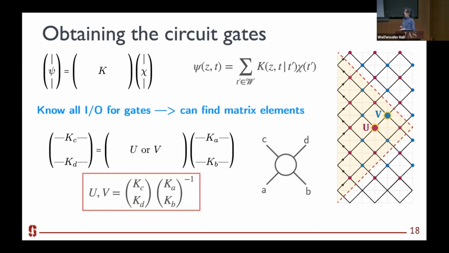All right, so now that we have the kernels for a particular Cauchy slice, because you can do so for every Cauchy slice, this means you know all the kernels associated to all of the lines in your circuit. And this also tells us we can deduce what the gates are. So in particular, since we know the inputs and outputs, the bulk operators to every gate, we can simply write down what these unitary gates are in terms of the kernels.